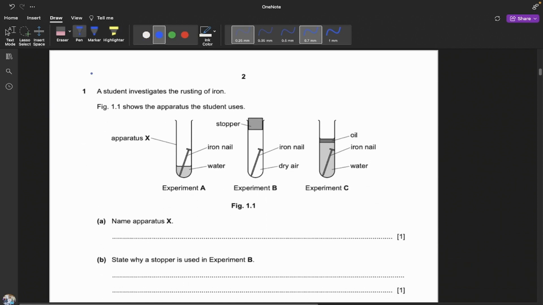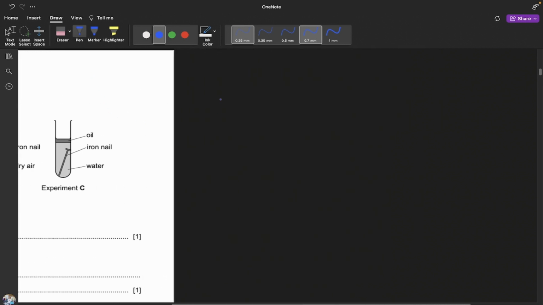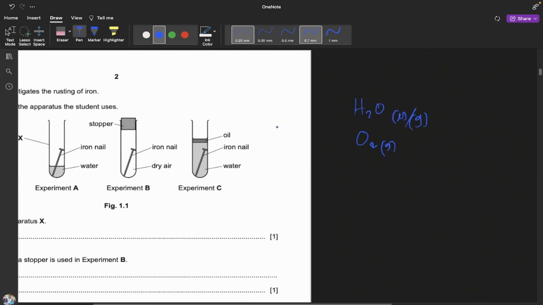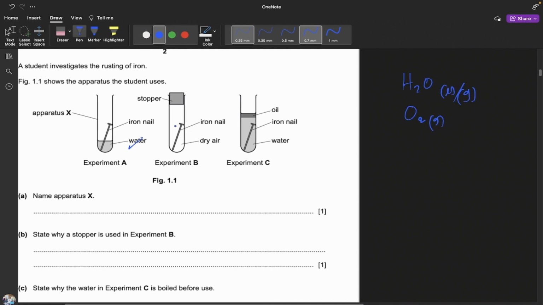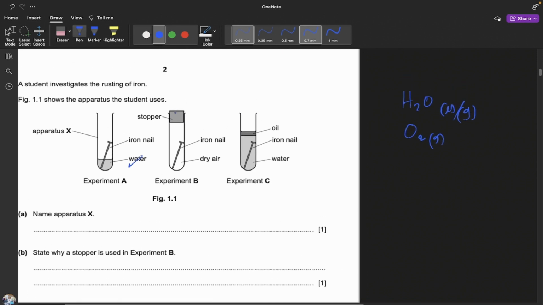A student investigates the rusting of a nail. So as soon as you see this experiment, you should get into the mind that rusting can be caused by the presence of H2O and O2 gas. O2 gas can be present as a liquid as well as a gas. Here in apparatus A, both the water contact and atmospheric contact are there, so rusting will definitely take place. In experiment B, a stopper is used and the air is dry air, so no water. So the presence of H2O is not there.